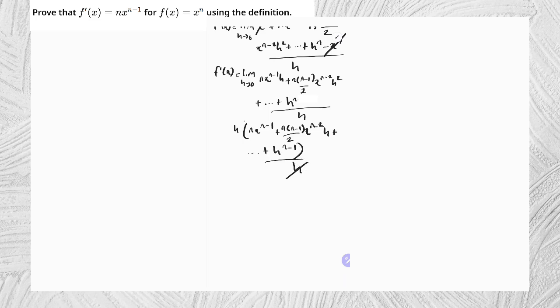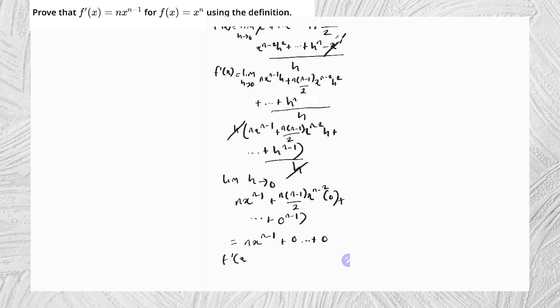Once h cancels out, we are left with n times x raised to n minus 1 plus n times (n minus 1) divided by 2 times x raised to n minus 2 times h plus and so on up to plus h raised to n minus 1. Now, once you limit h to 0, 0 times n times (n minus 1) divided by 2 times x raised to n minus 2 will give you 0, and 0 raised to n minus 1 will give you 0. So you are left with n times x raised to n minus 1, and that's the final answer.